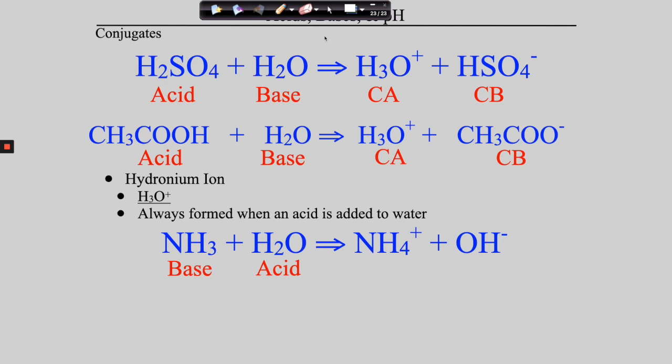Then, finding our conjugate, we go to the acid, which is H2O, take away a hydrogen, and what's left is our conjugate base, OH-, and then ammonium, NH4+, not ammonia, but ammonium, is our conjugate acid.